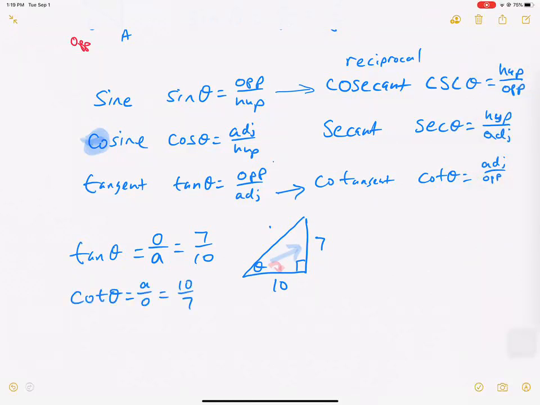How could I find the third side in this triangle? Given two sides of a triangle, I could find the third side using the Pythagorean theorem. To use the Pythagorean theorem here, we say a squared plus b squared equals c squared.